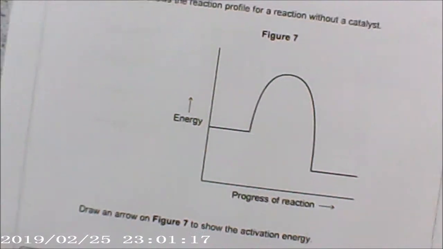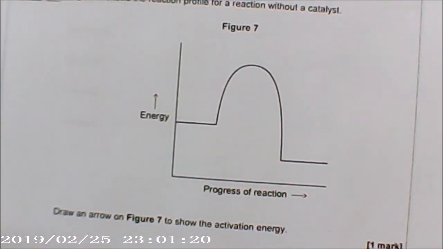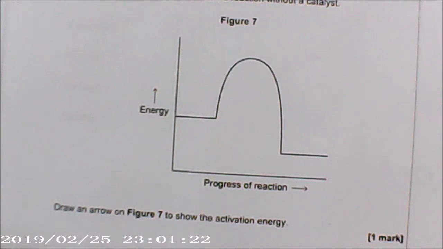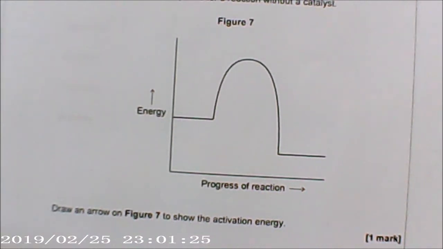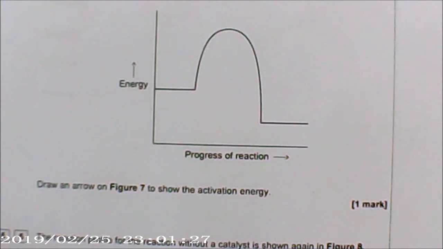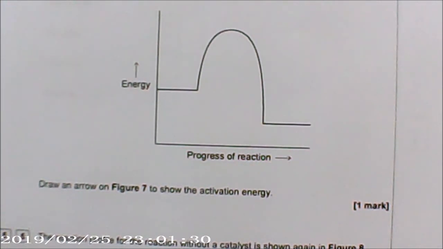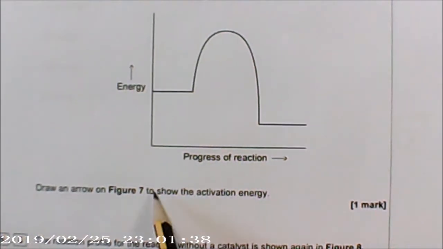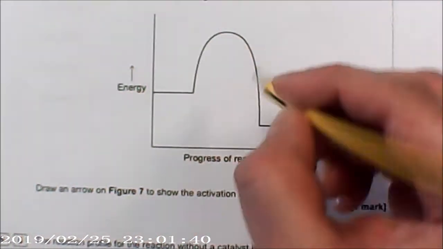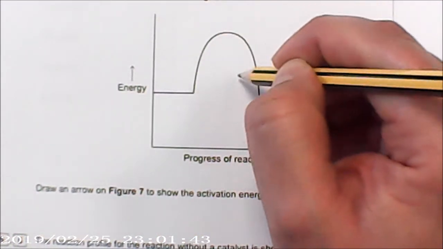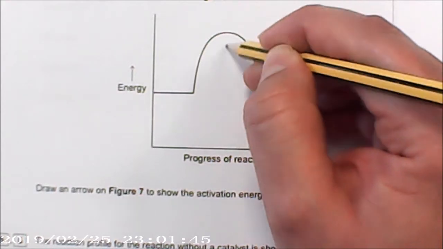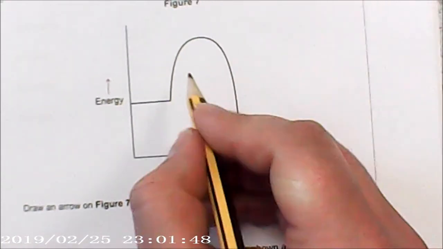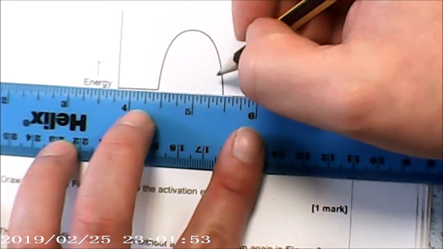Right, 5.4. Copper is used as a catalyst. Figure 7 shows the reaction profile for a reaction without a catalyst. Draw an arrow on figure 7 to show the activation energy. Now sometimes they can be pretty picky on this, so we know that this bit is the activation energy. That's the amount of energy needed to start the reaction, so that's the bump. So what you want to do is, using a ruler, draw a line.